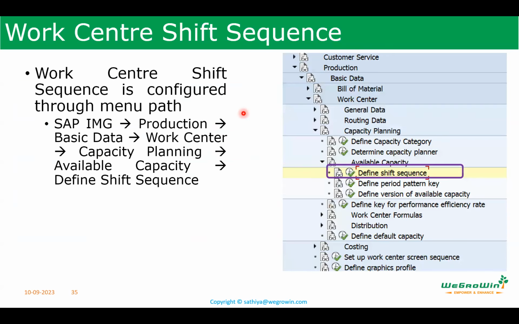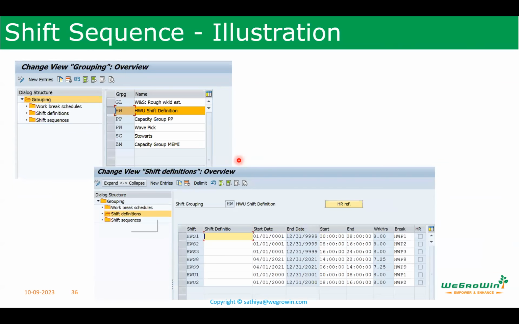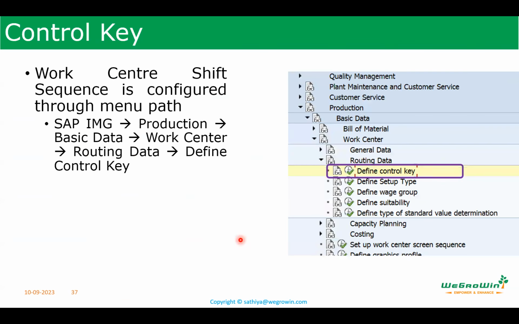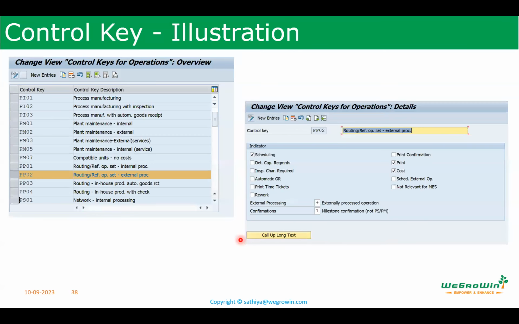Then work center shift sequence. For example, some sequence of operations will be there for the shift. For example, it is operating from this date to this date, from which time to which time it is operating. Those things also we can define here. Control key. Control key is what? This is configured here. Control key PP02, for example, if you select it, what are all the things?